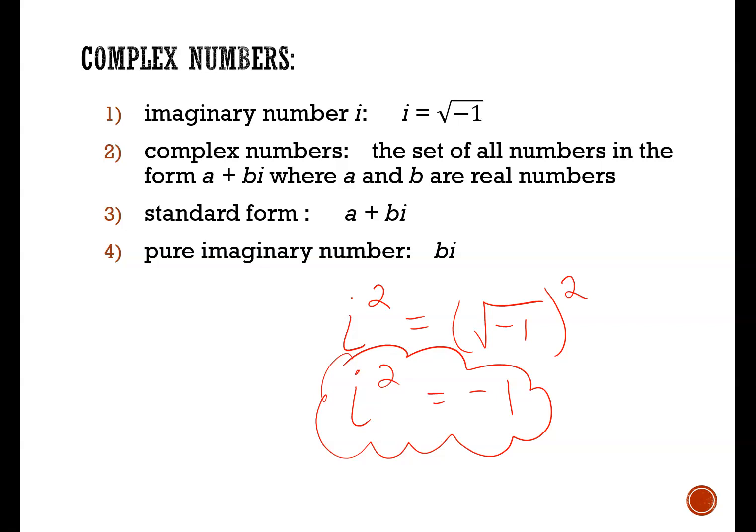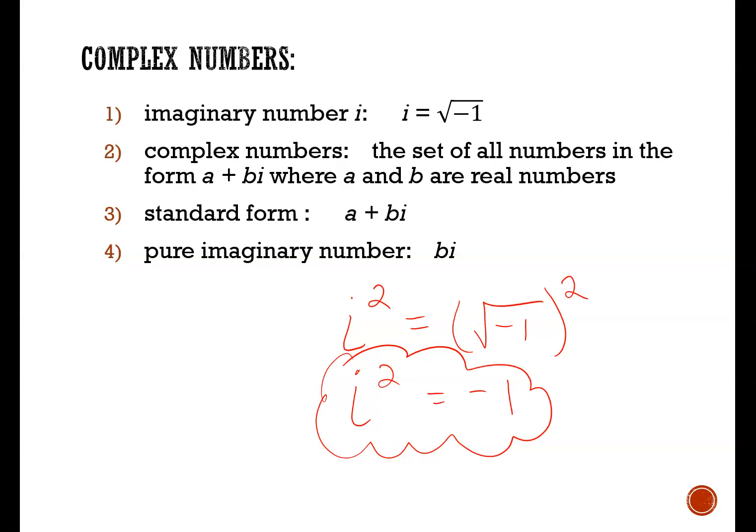The set of complex numbers are all numbers that are in the form a plus bi, where a and b are real numbers. And the standard form for writing a complex number is with the a first and the bi second. So you may think of i kind of like a variable, and normally we would put a variable term before a constant, but here for complex numbers it's actually the i term second.